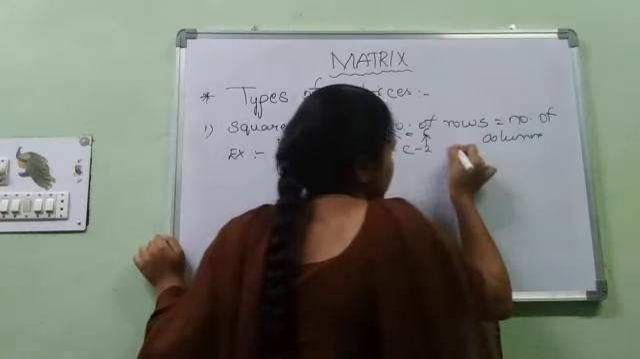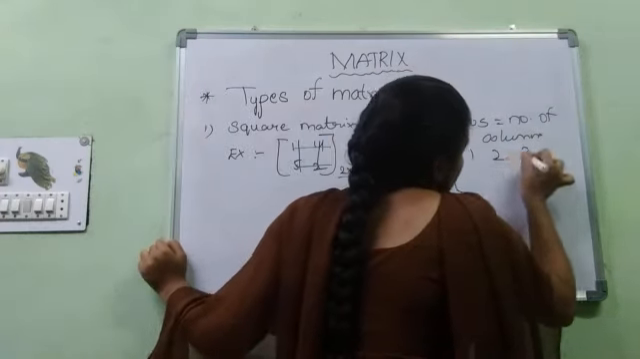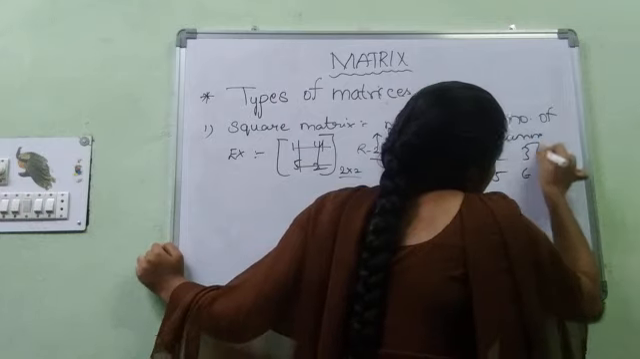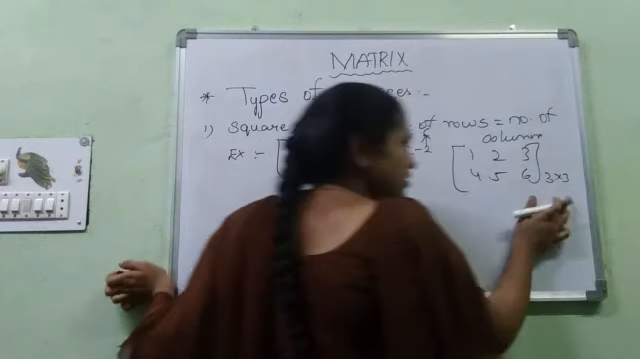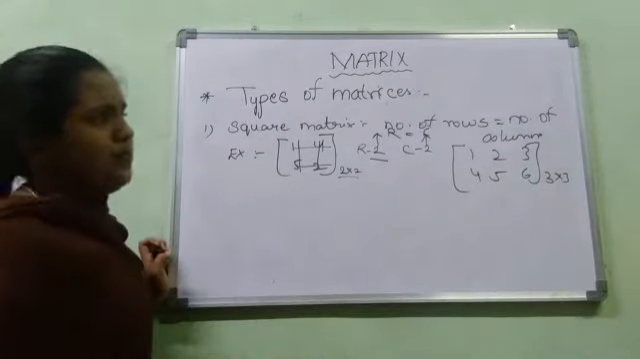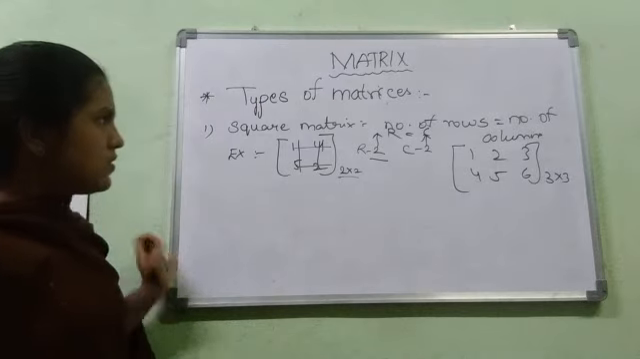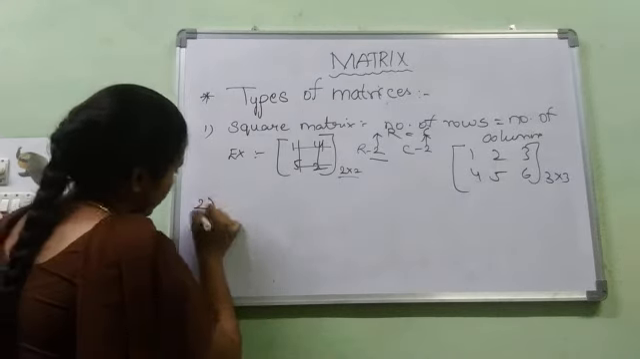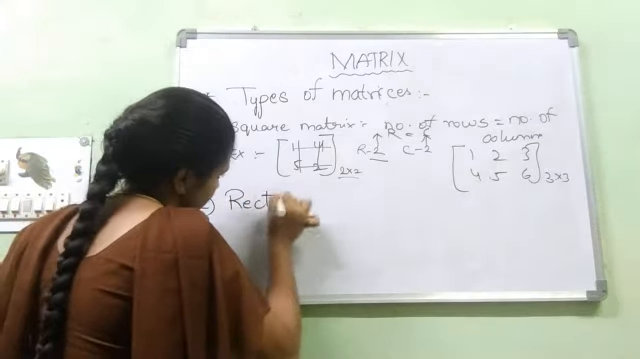This is a 2 into 2 matrix. For example, I'll give you a 3 into 3 matrix. Here also it is the same: the number of rows is equal to the number of columns, so this is a square matrix. Next we can go through the rectangular matrix.